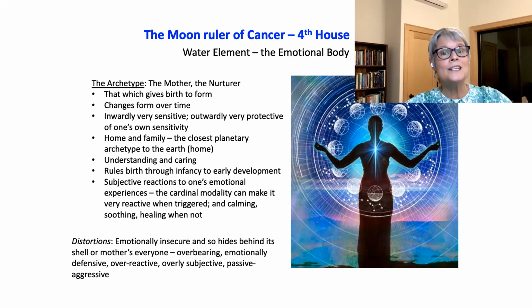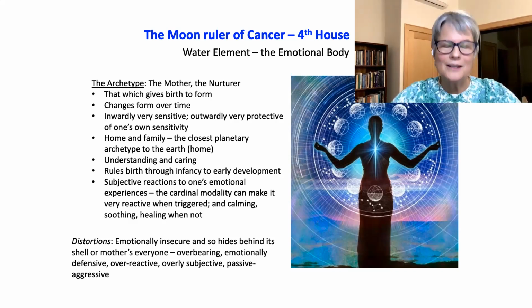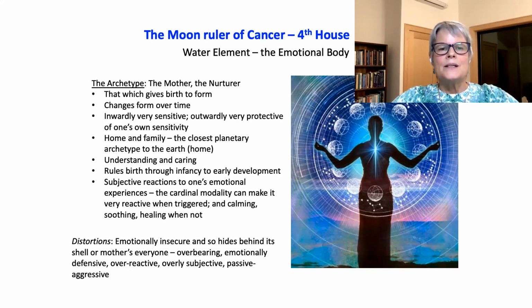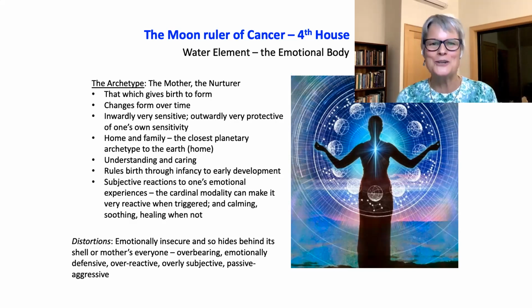Distortions would be emotionally insecure, and so hides behind its shell like the crab, or mothers everyone, and that is obviously a sign of insecurity, trying to get their needs met through other people. A distorted aspect of the archetype of Cancer would be overbearing, emotionally defensive, overreactive, overly subjective, and also passive aggressive. Think of the crab. They never walk in a straight line, right? They can go left, they can go right, they can go around you, but they find ways of getting their needs met. The moon, the fourth house, the emotional body, getting your emotional needs met in a very non-direct kind of way. They can also undermine you, especially if there's Mars related or Aries connected to the Cancer, to the water.